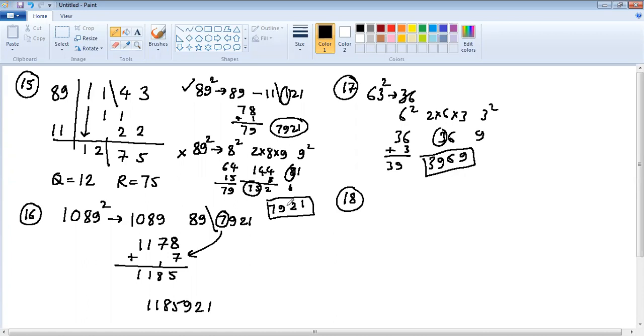Then problem number 18 is square of 9989. I think similar problem here. 9989 is so base method of squaring less than the base. Base here will be 10,000, 4 zeros. Okay, I'll take it down because there's no space there.